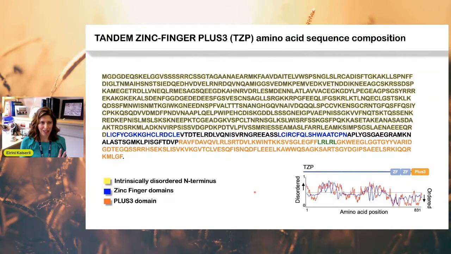In the case of this protein, which got its name from its domain composition, tandem zinc finger plus 3 or TZP, it has an extended N terminus that is predicted to be unstructured or intrinsically disordered. Then towards the C terminus, there are 3 domains, 2 zinc finger and a plus 3 domain. Zinc finger and plus 3 domains have been shown to be involved in transcriptional regulation and chromatin remodeling. The combination of these domains is unique to TZP, basically in nature. So that was something very interesting.